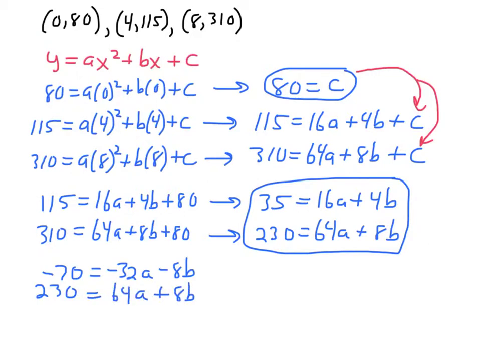And when I do that, the b's are going to cancel. And we're going to get 160 equals 32a. And then when we divide both sides by 32, a equals 5.